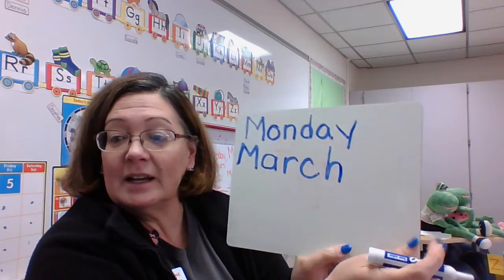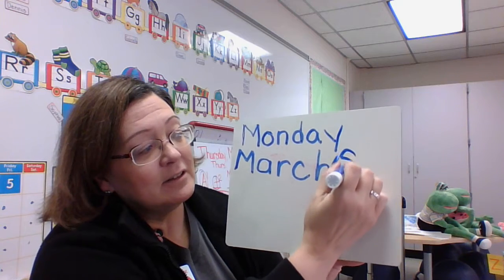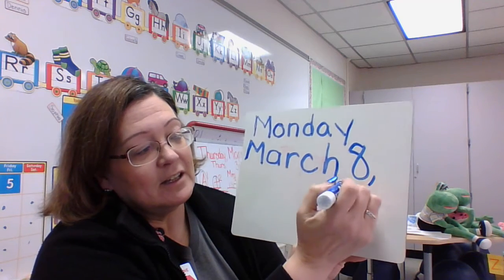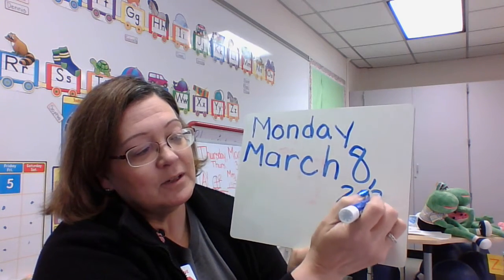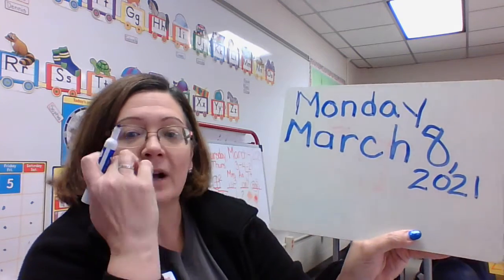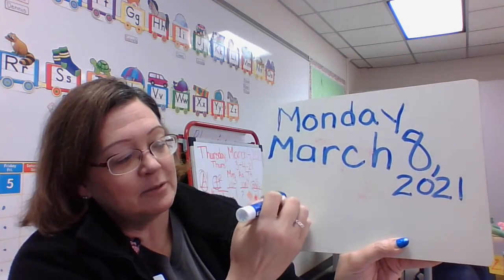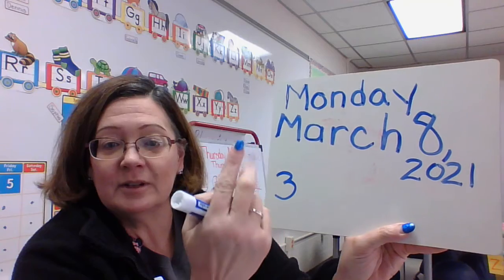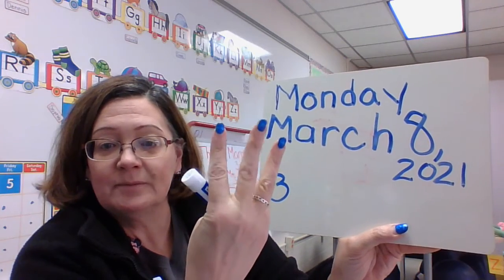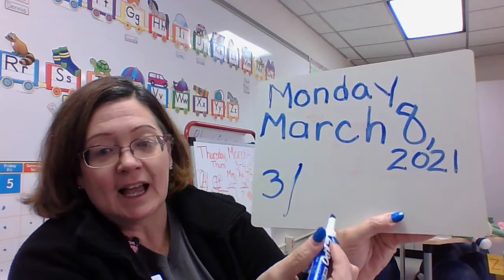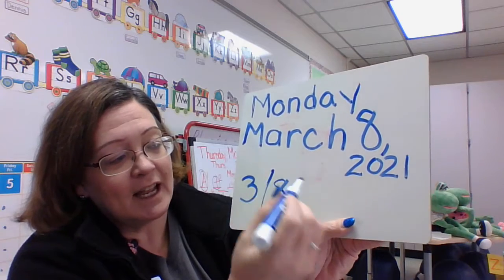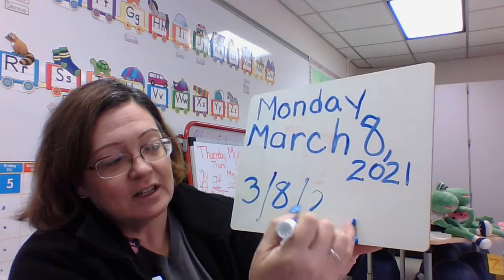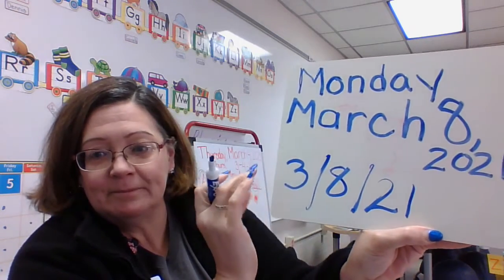March. March what? Today is the 8th. And the year is 2021. And if we write that with numbers, it'd be a 3 because we're in the 3rd month: January, February, March. And then we could do a slash and then an 8 for the 8th day, and then another slash, and then the 21. Okay?